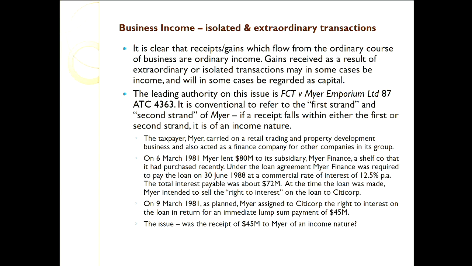Because this is an internal transaction within the group. So lending $80 million to its subsidiary doesn't actually have an economic consequence. It's all within the group. So what will have an economic consequence? Let's read the story.